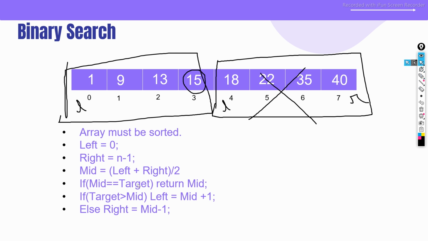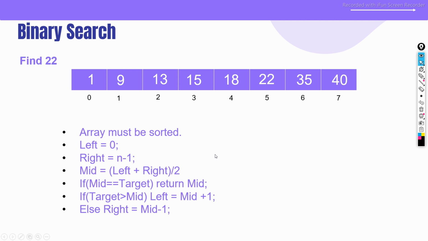So here is the pseudocode of the binary search technique, and then we will see an example of how binary search works. Here we are trying to find 22 in the array. The array is sorted. Then we will take a left pointer and a right pointer in the array. Then our task is to find the mid element. The mid element is 15 here, and our target element is 22.